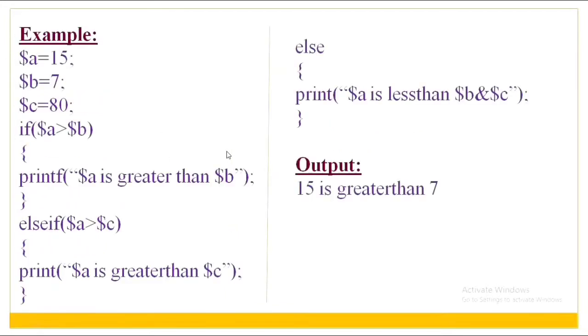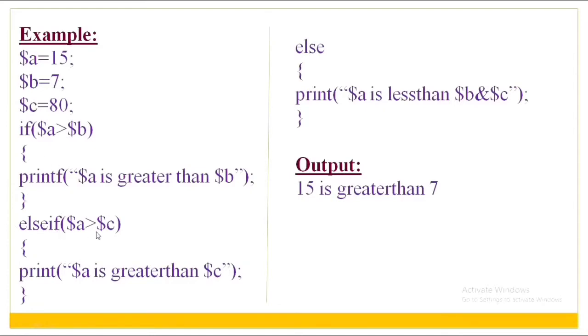Next, example. There are three variables declared: a equal to 15, b equal to 7, c equal to 80. If condition starts: check a greater than b. The a value is 15, 15 greater than 7. Check whether the condition is true or false. If the condition is true, then print "15, a is greater than b". That means 15 is greater than 7. Okay. Otherwise, the else condition is checked.